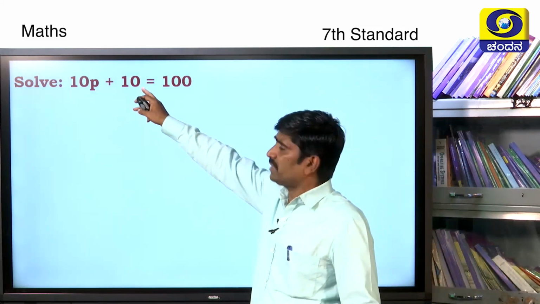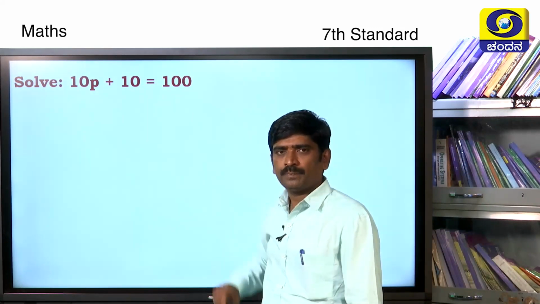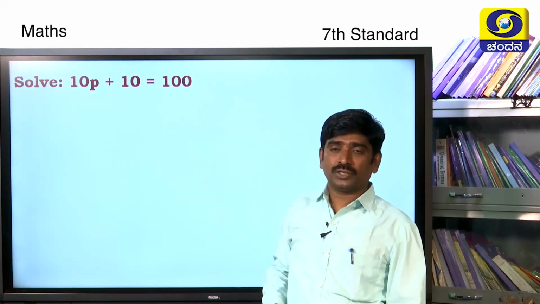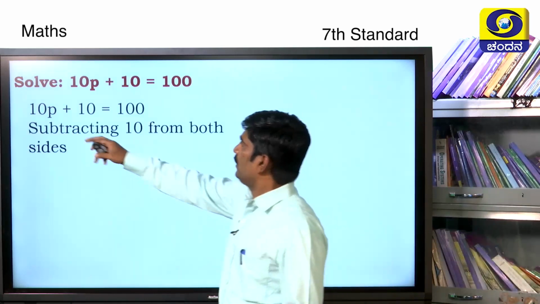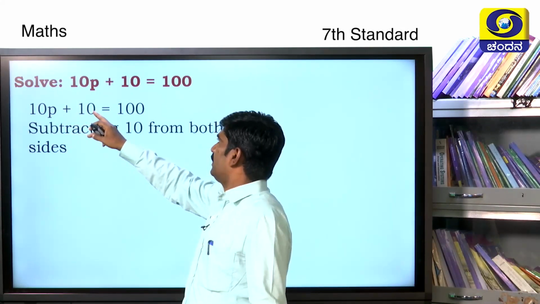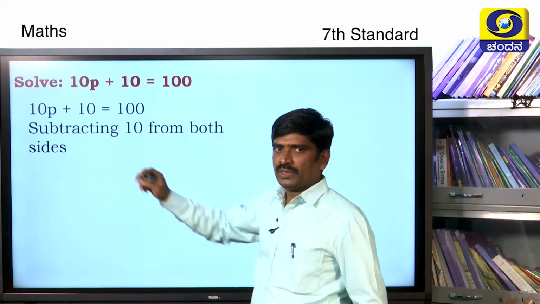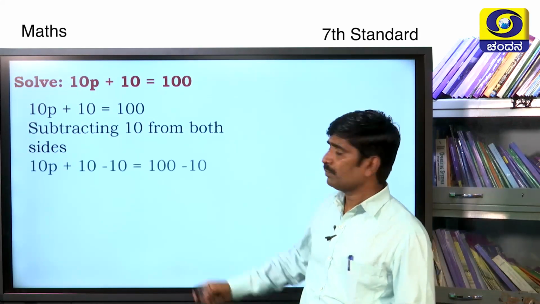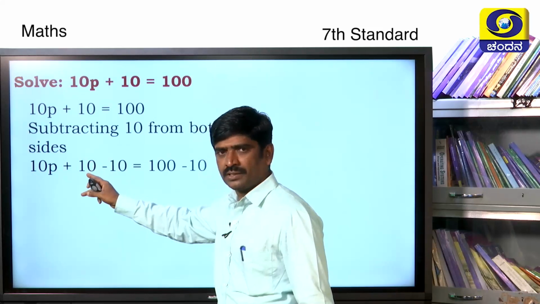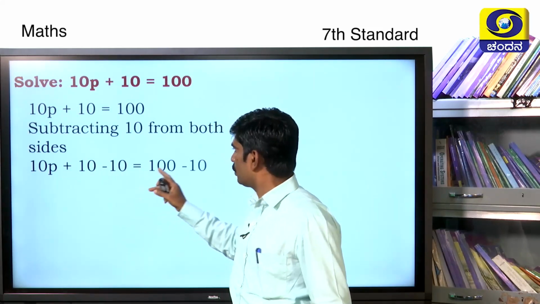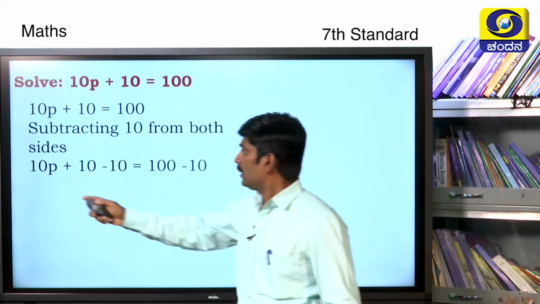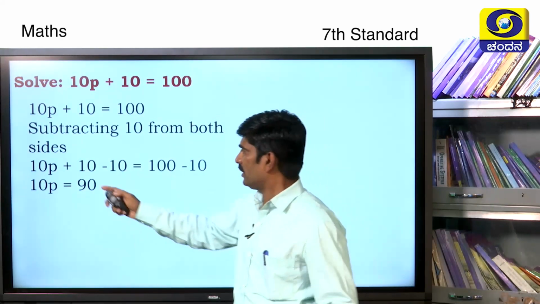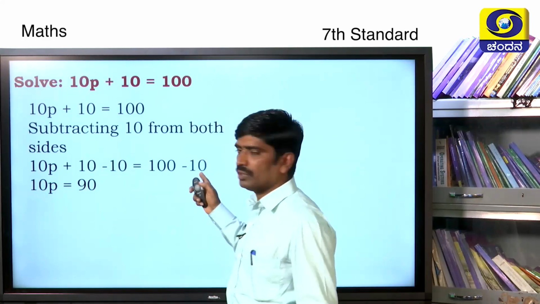10p plus 10 is equal to 100. Here addition is given. That is why we subtract 10 on both sides. Then 10p plus 10 is equal to 100, subtracting 10 from both sides. What happens? 10p plus 10 minus 10 is equal to 100 minus 10. 10p as it is, 10 minus 10 is 0. That is, 10p is equal to 90.